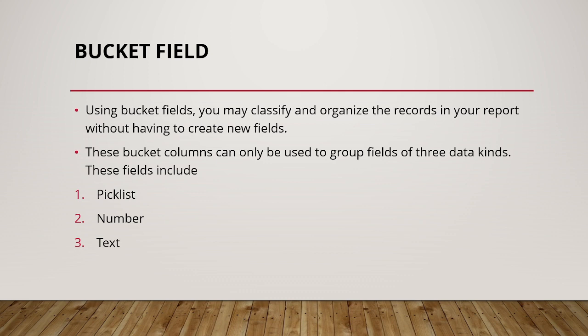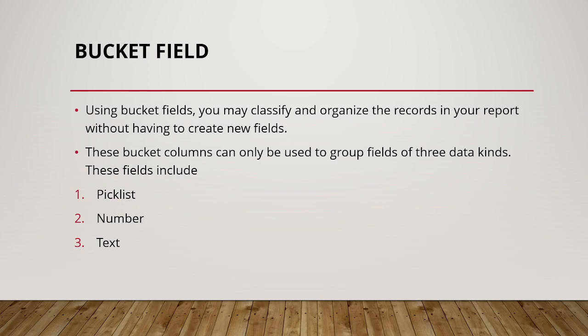Now, this bucket column can only be used to group fields of three data kinds. These fields include pick list, number, and text. Bucket field can be formed on pick list, number, or text. We cannot use bucket field on, for example, email. And the email type field, we cannot use bucket field. Similarly, if there is any long text area, we cannot use bucket field on the long text area. Only three possibilities for the bucket field are pick list, number, text.